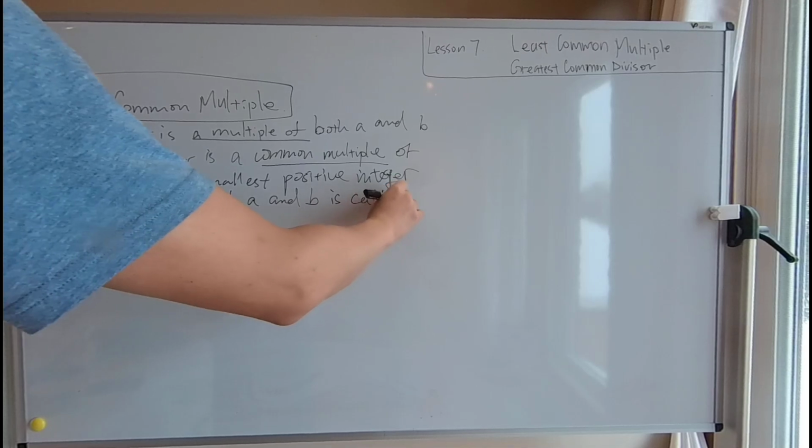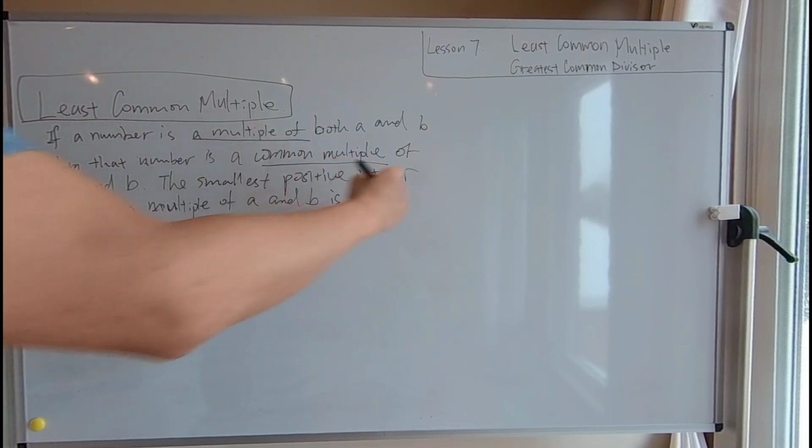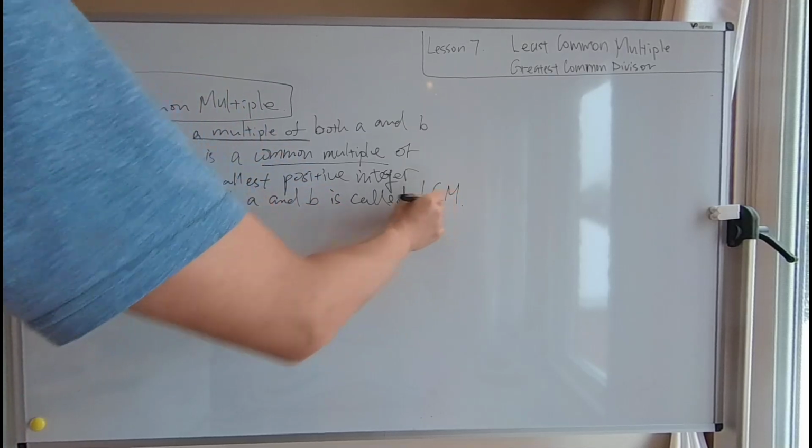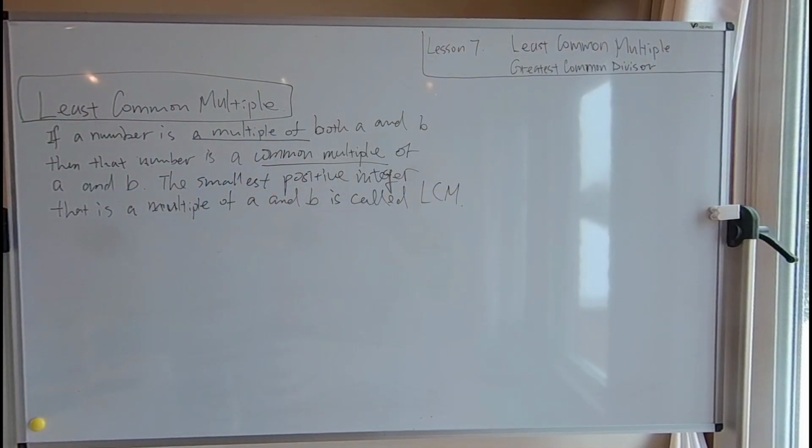This is called the least common multiple, LCM for short. Okay, so let's keep the definition here. Let's see a couple of examples.